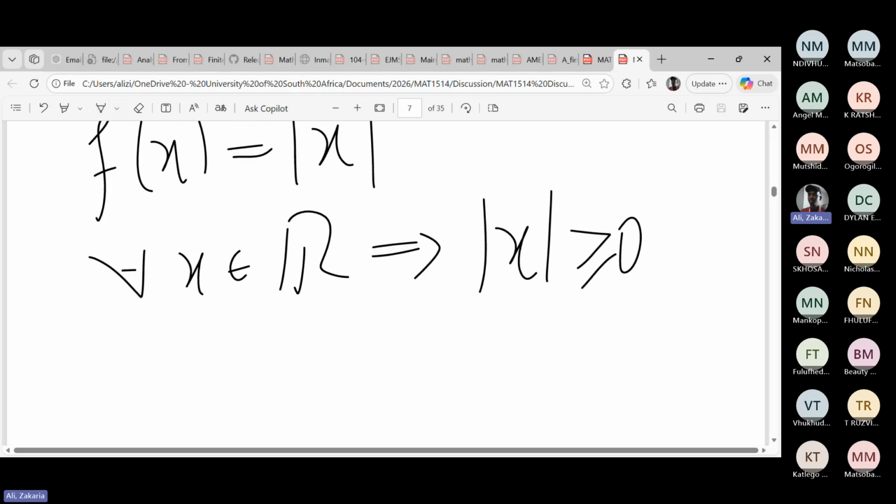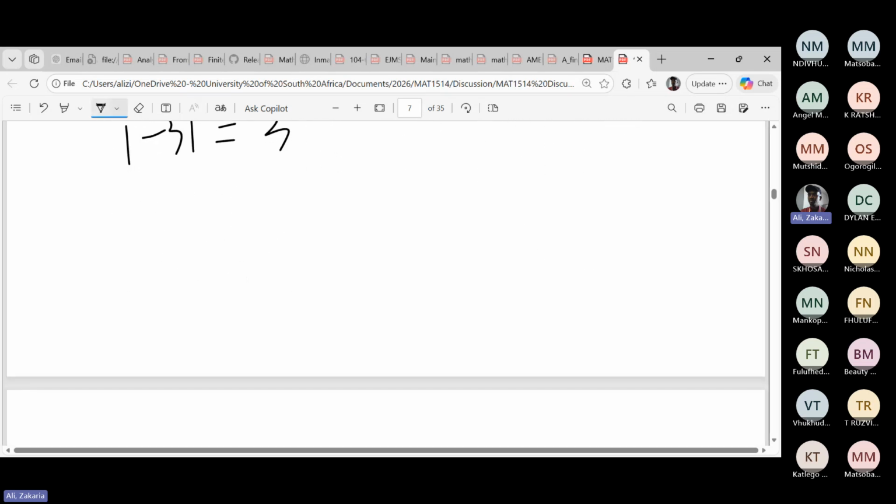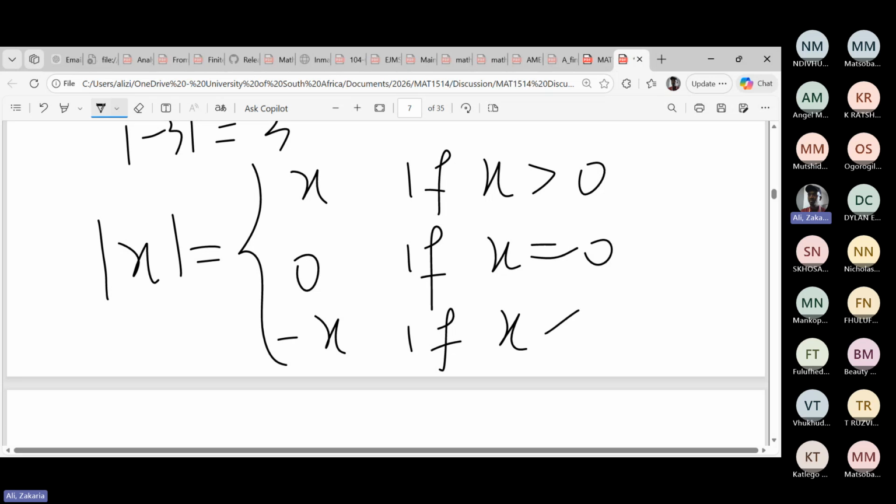So what does it mean? If I type the absolute value of -2, I get 2. Absolute value of -3, I get 3. Absolute value of -4, I get 4. Now we're going to define it in a different way. The absolute value of x is equal to x if x is strictly greater than 0, is equal to 0 if x is equal to 0, and is equal to minus x if x is strictly less than 0.